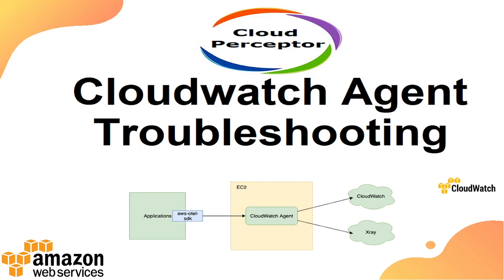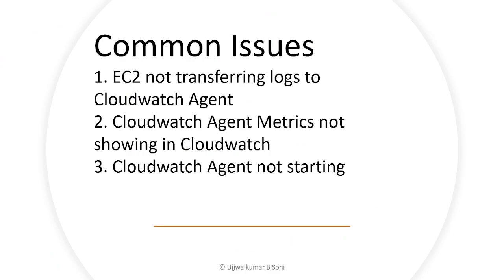Today we are gonna troubleshoot the CloudWatch agent. We are gonna look at some common issues for the CloudWatch agent, like when the CloudWatch agent is enabled, it is not transferring logs to CloudWatch, and the metrics are not showing in the CloudWatch console. And the last one is when the CloudWatch agent is not started. So follow me on the AWS Management Console and I will guide you through the process.